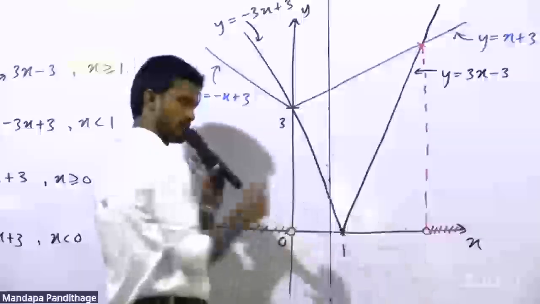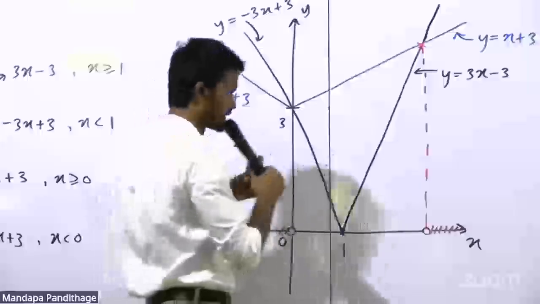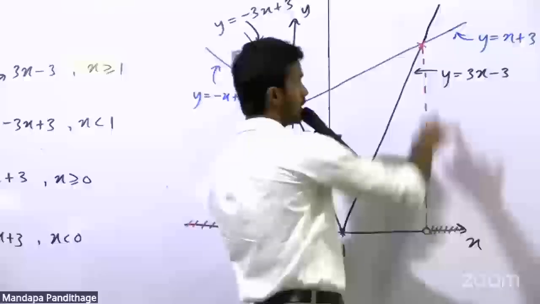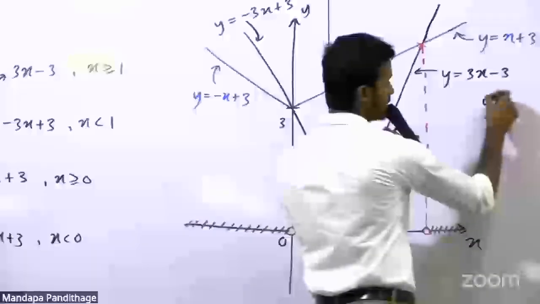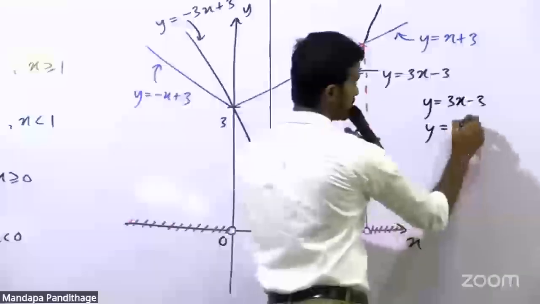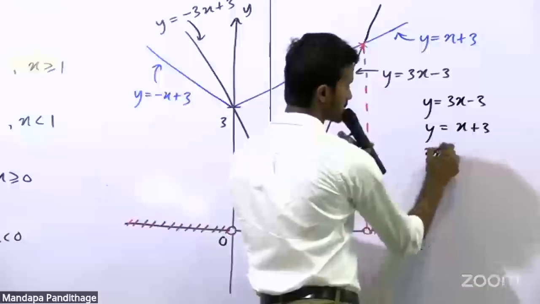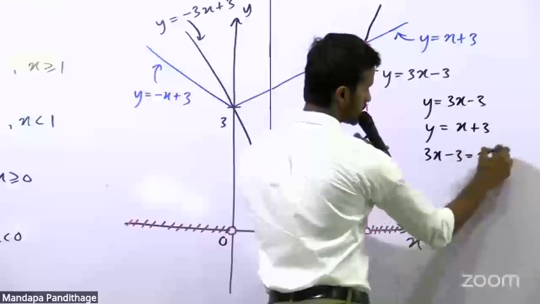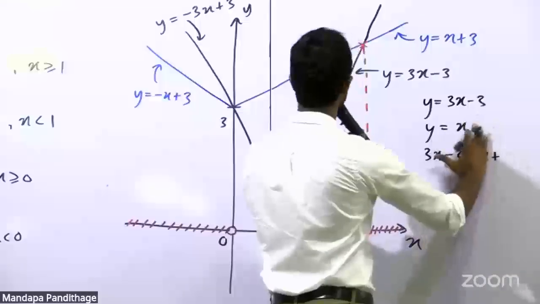So you need to find this one. Okay, let's find it. What is that intersection point? Which graphs intersect? y equals 3x minus 3 and y equals x plus 3. So when you solve this, x plus 3.